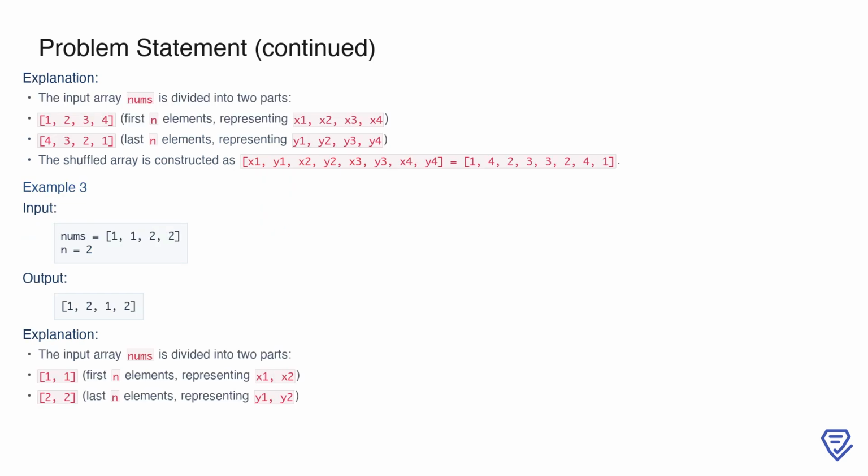Let's break down another example to solidify the concept. Consider nums equals 1, 1, 2, 2, with n equals 2. The array is divided into two parts, 1, 1 for the x group and 2, 2 for the y group. To create the shuffled array, we alternate between elements from these two groups. Starting with the first element of the x group, followed by the first element of the y group, and so on, we construct 1, 2, 1, 2. This highlights how the structure of the solution relies on indexing and grouping, ensuring that the interleaving is consistent.